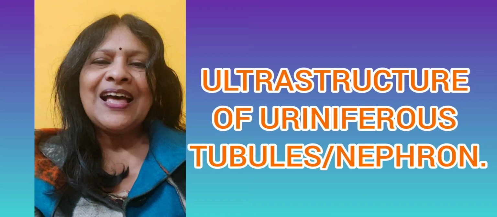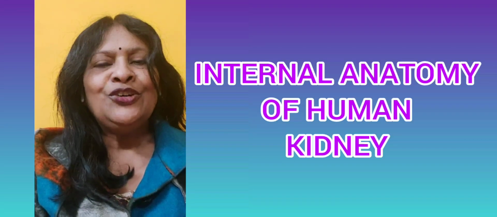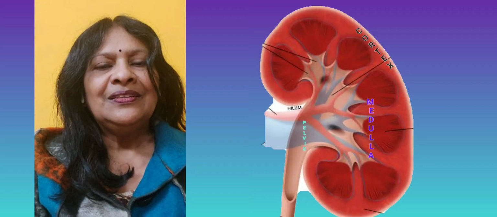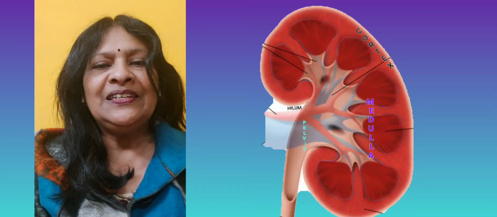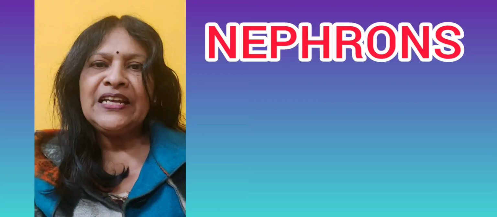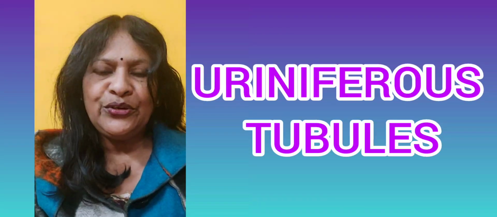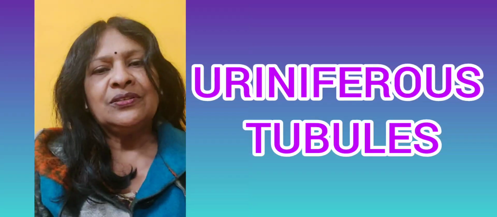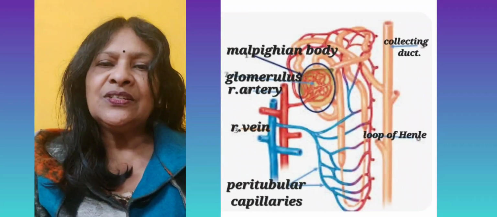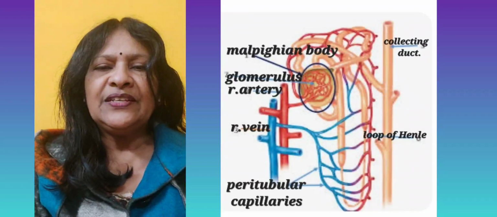In this session, I will focus on the internal anatomy of the human kidney. Human kidneys are the major excretory organs. The unit structures in the human kidney are called uriniferous tubules. They can also be called nephrons, but it is better to remember them as uriniferous tubules because you can then connect to the formation of urine, which is its function. And that becomes easy to remember both ways.